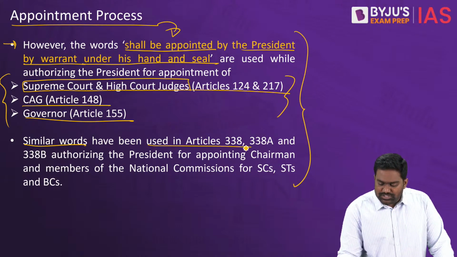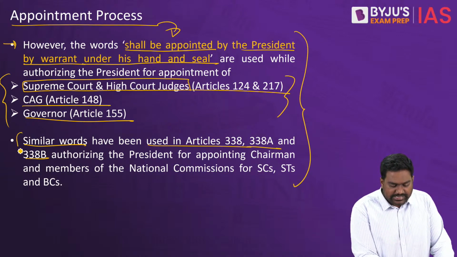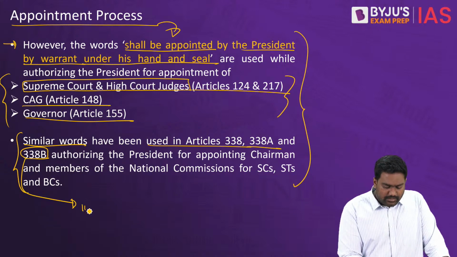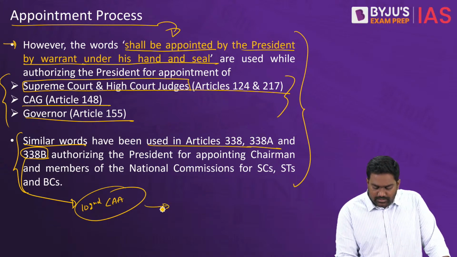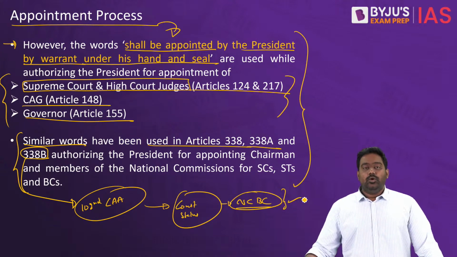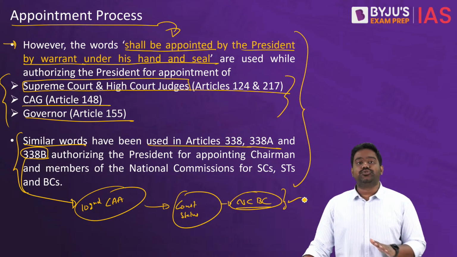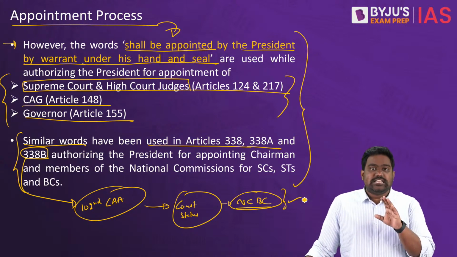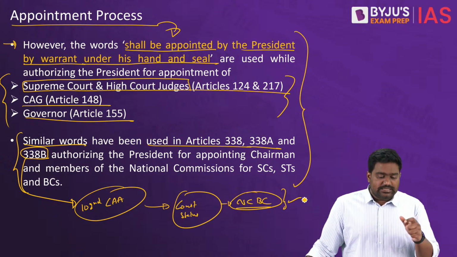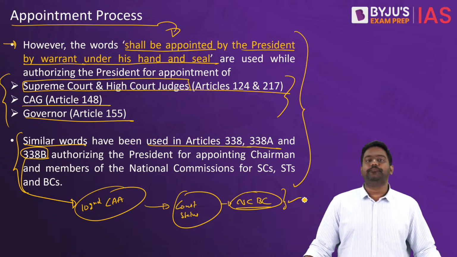Similar words have been used under Article 338, 338A and 338B, which was recently added into the Constitution through the 102nd Constitutional Amendment Act, which gave constitutional status to the National Commission on Backward Classes. With regard to appointments to these institutions, the wording used is slightly different. And there is a deeper meaning behind this. That is exactly what the writer is examining.